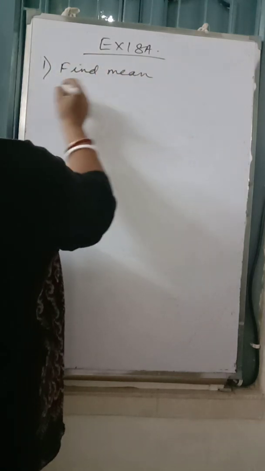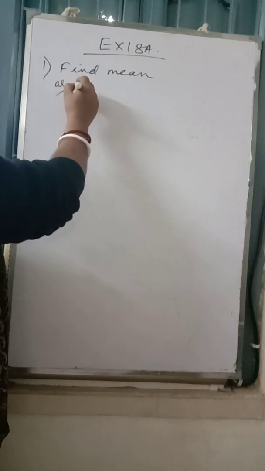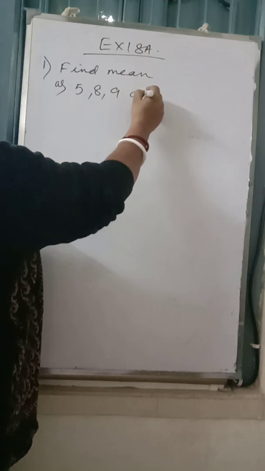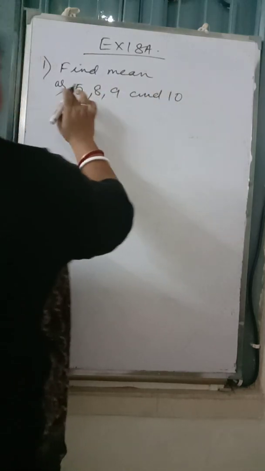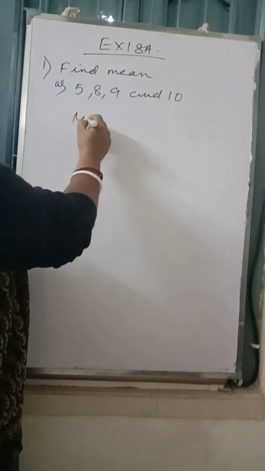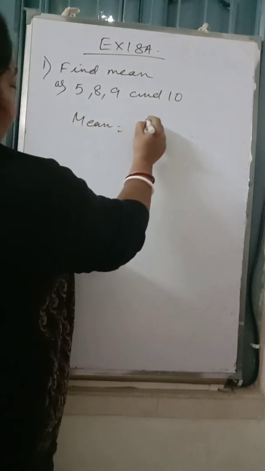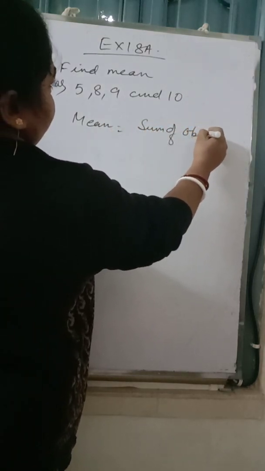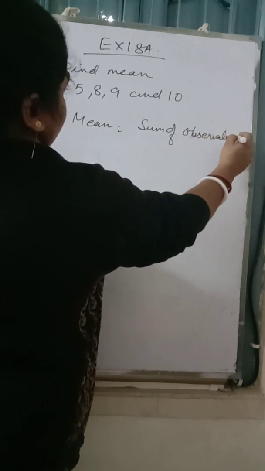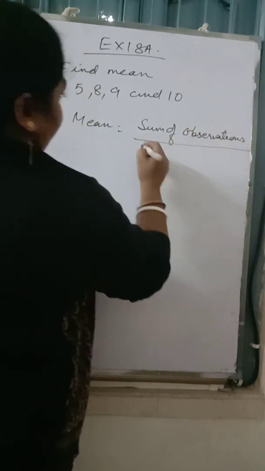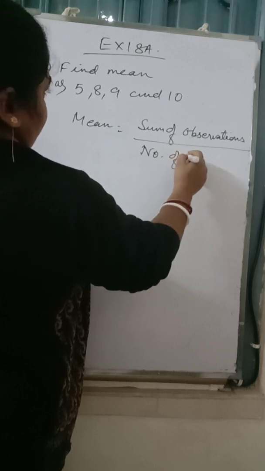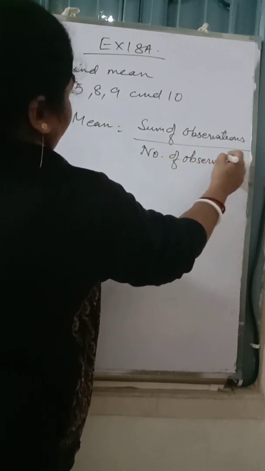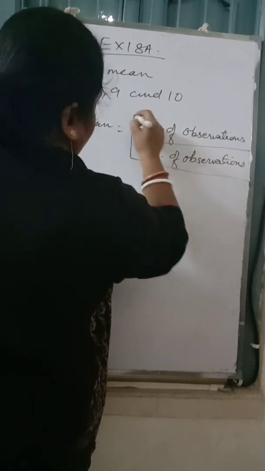We have to find the sum of data. I have given the data 5, 8, 9 and 10. I have to find the sum of data. Mean is equal to sum of observations divided by number of observations. You don't have to write it every time. This is to make you understand I have written.